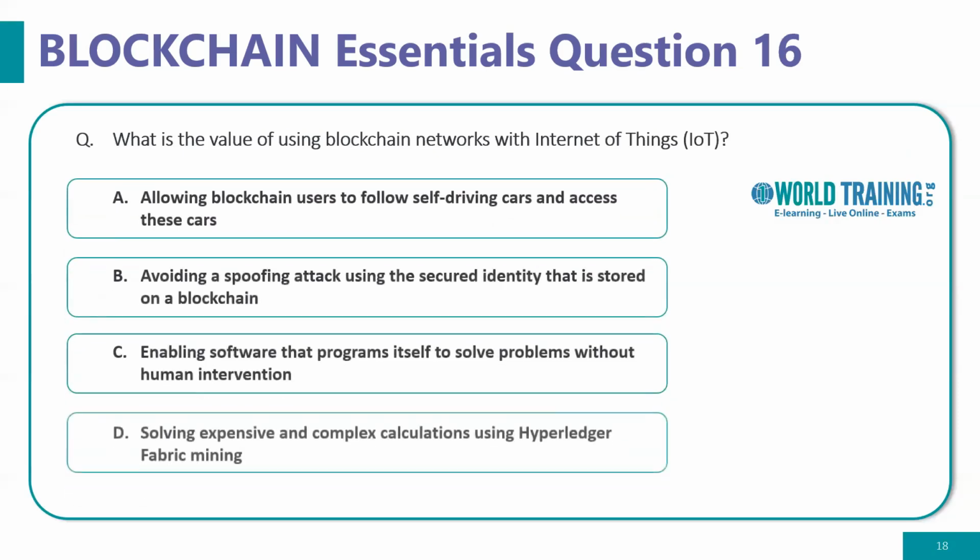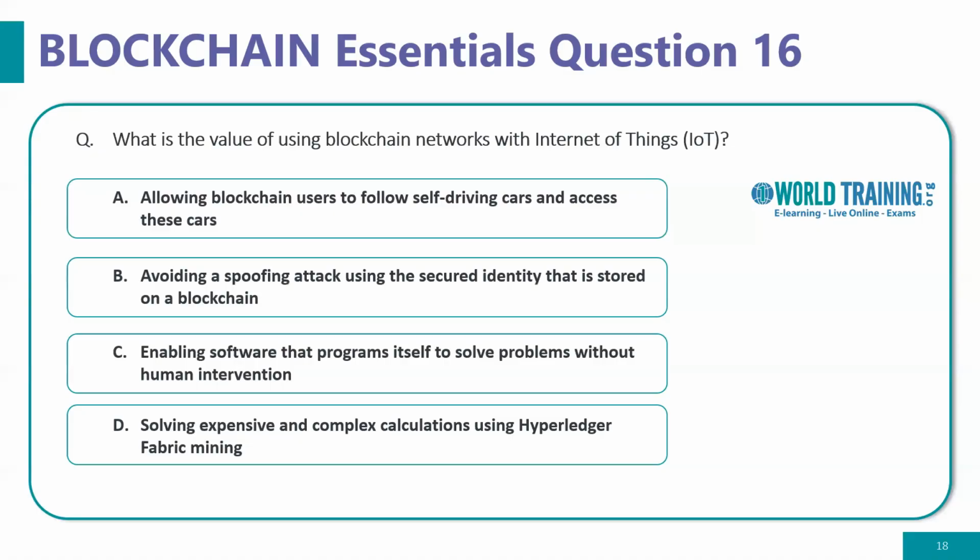So let's look at question number 16: what is the value of a blockchain network with the Internet of Things? So how can the Internet of Things be used along with a blockchain network? Option A is allowing blockchain users to follow self-driving cars and access these cars. Option B is avoiding a spoofing attack using the secure identity that is stored on the blockchain. Option C is enabling software that programs itself to solve problems without human intervention. And option D is solving expensive and complex calculations using Hyperledger Fabric mining.